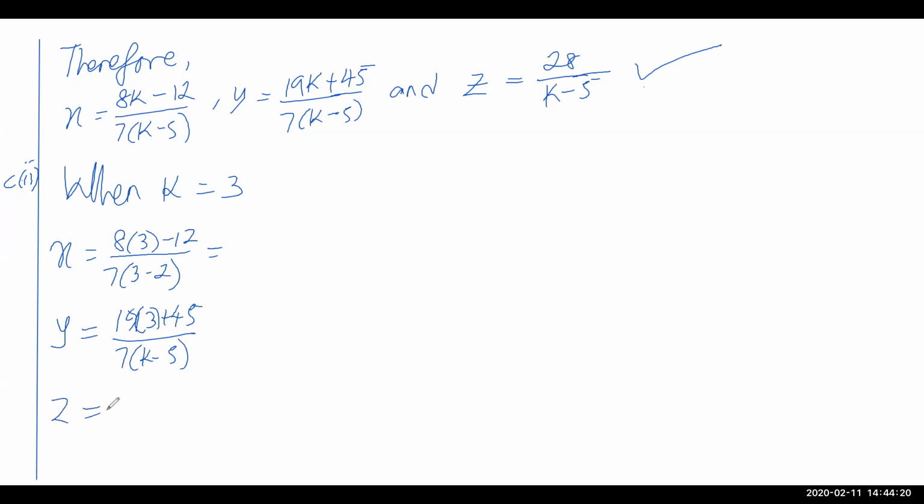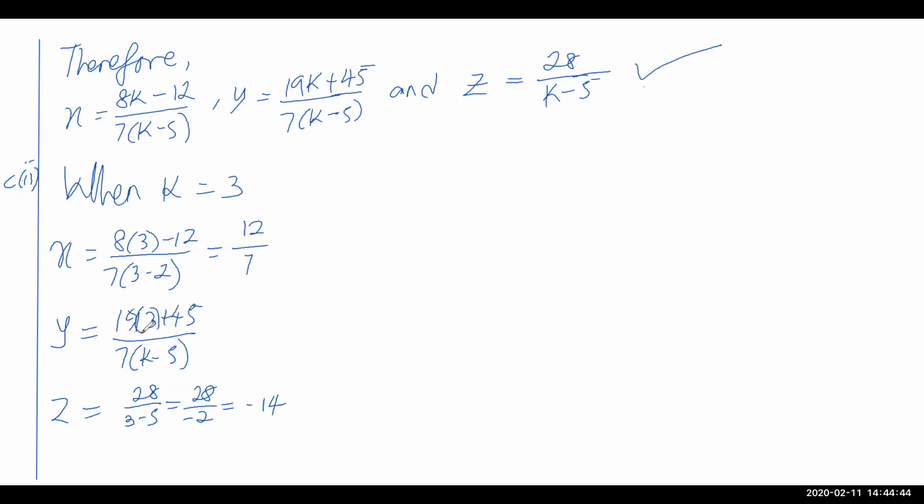Z will be 28 divided by 3 minus 5, which should be easy. 28 over minus 2, which is negative 14. So this will be what? 24 minus 12, which is 12. 7 times 1, which is 7. This is 19 times 2 plus 45. What's that?